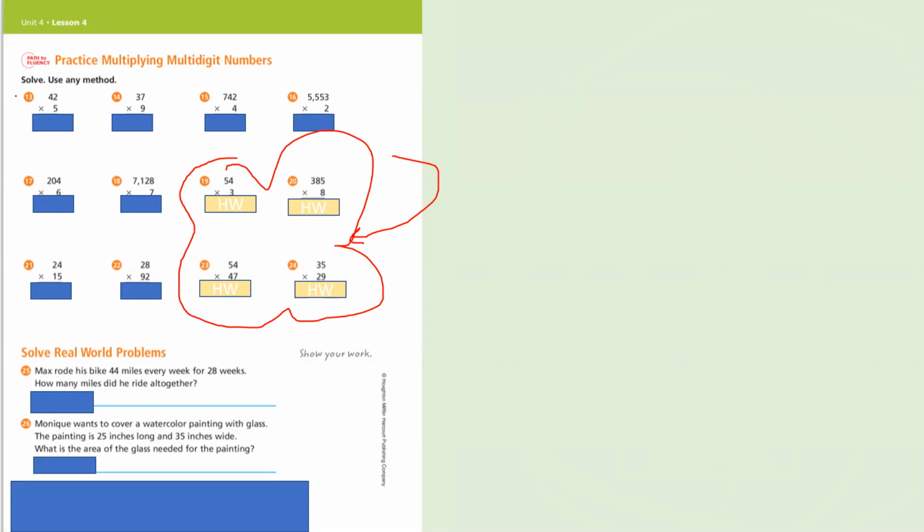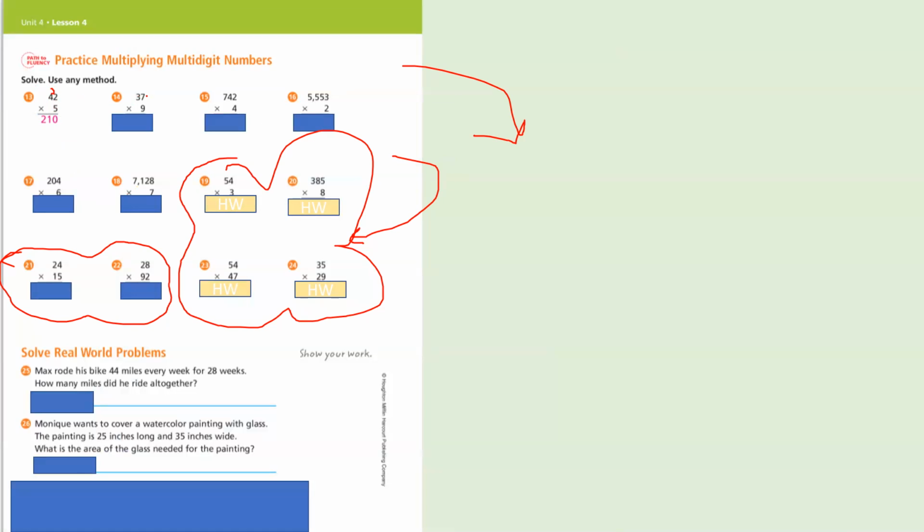And I will use the traditional method on 13, 14, 15, 16, 17, and 18. And then here, I'm not going to use the traditional method. Here, I will go ahead and make the area model over here and use the area model. So 42 times 5. We can use the traditional method because this is easy. If you want to pause the video, come up with all these answers first and then check it with me, that's great. 5 times 2 is 10. You put a 1 here. And then 5 times 4 is 20. 20 plus 1 is 21. So your answer is 210.